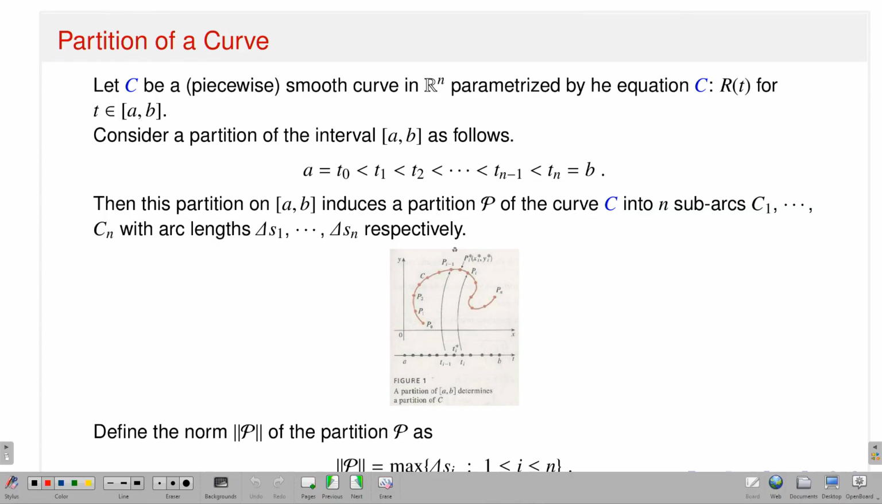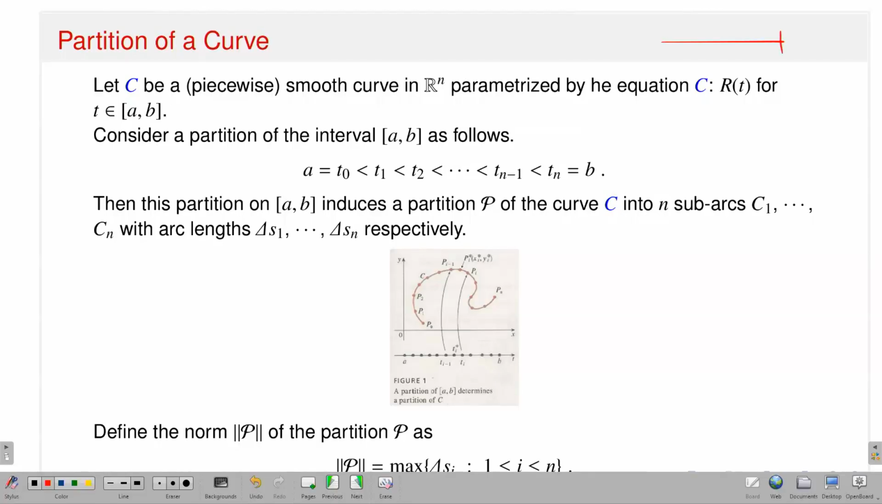Before defining the scalar line integral, one needs to understand the meaning of a partition of a curve. So what is the definition of a curve? A curve in n-dimensional Euclidean space is a continuous function from some interval I, a subset of R, to Rn, and that function is nothing but the parameterization of my curve.